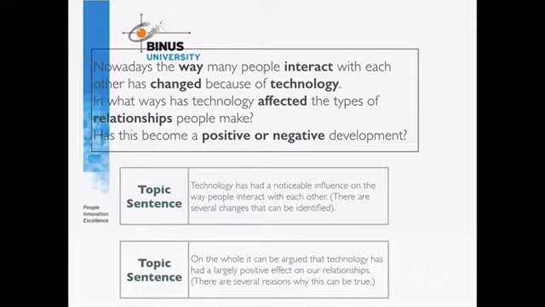Okay, so the second question says, has this become a positive or negative development? So basically your topic sentence in the second paragraph is going to address this. On the whole, it can be argued that technology has had a largely positive benefit on our relationships. There are several reasons why this can be true. Again, that's in brackets because it's not always needed, but it's quite nice to have that little sentence there to indicate what's happening next.